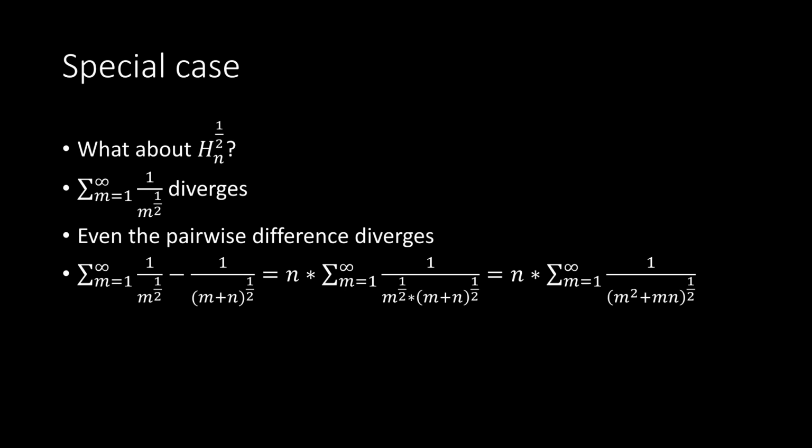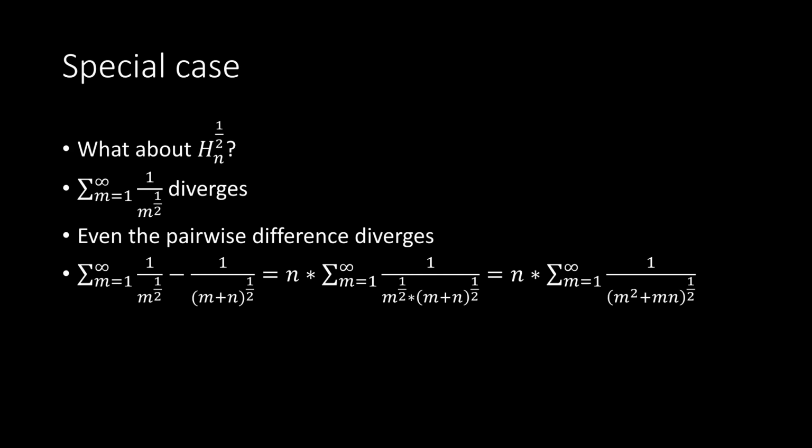This would then be exactly the harmonic series. Unfortunately, and this is really unfortunate, the harmonic series diverges as well. And it is the last series in terms of these powers that diverges. So if our exponent wouldn't be 1/2, but let's say 1/2 plus 0.001, we would get a convergent series in the pairwise difference.